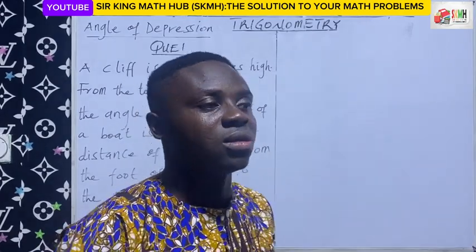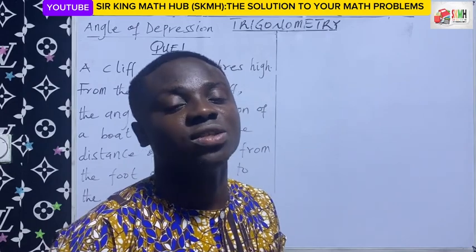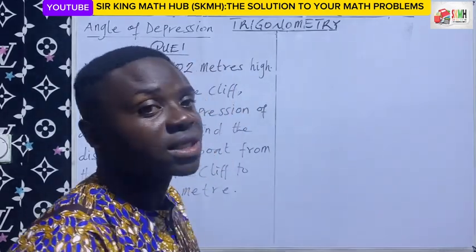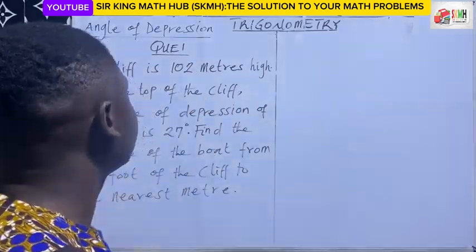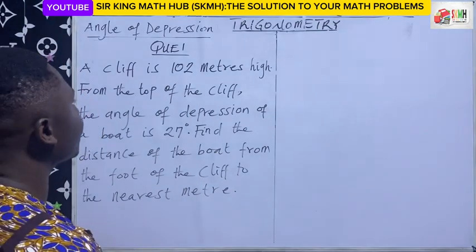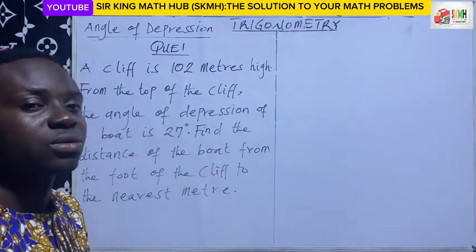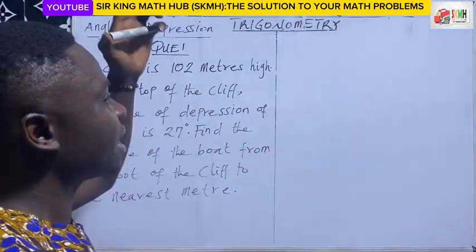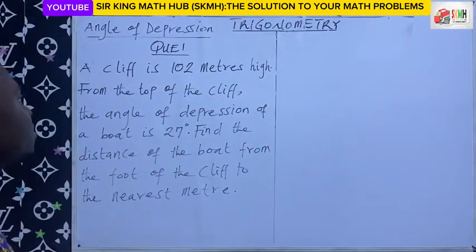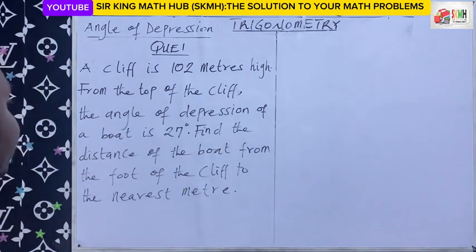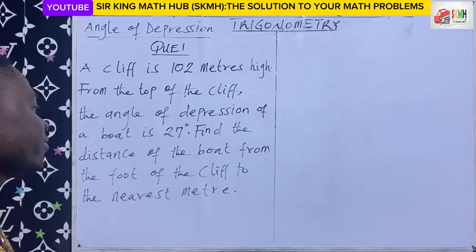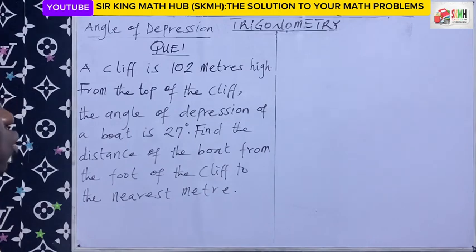Still on trig, but this time I want us to look at angle of depression. So this is our first question. Question 1. A cliff is 102 meters high. So that is the height of the cliff, 102 meters. From the top of the cliff, the angle of depression of a boat is 27 degrees. Find the distance of the boat from the foot of the cliff. And we should also correct our answer to the nearest meter.